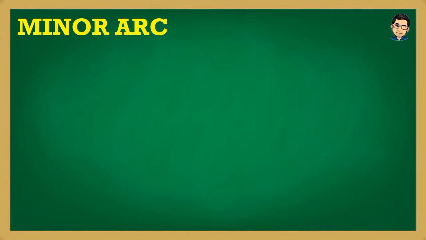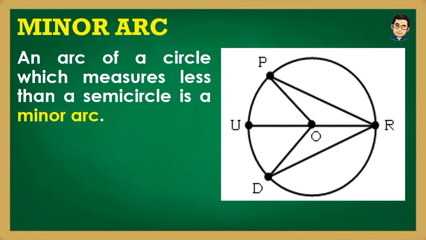Next, let's have minor arc. An arc of a circle which measures less than a semicircle is a minor arc. So, if the degree measure of semicircle is exactly 180 degrees, kapag minor arc naman po ang ating mini-measure, less than po siya ng 180 degrees. Maaring 179, 178, 100, up to 1.